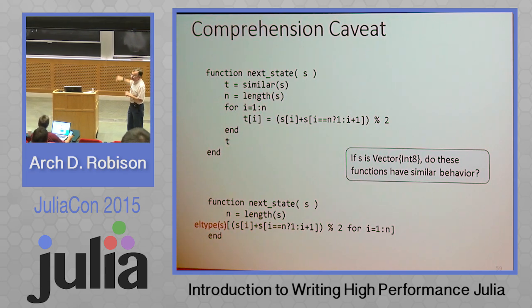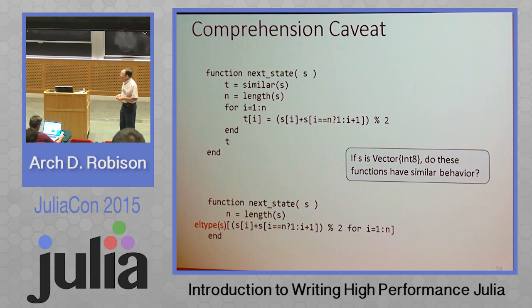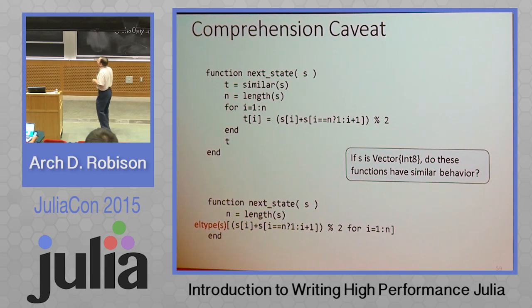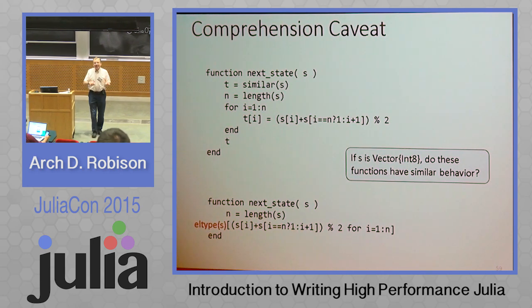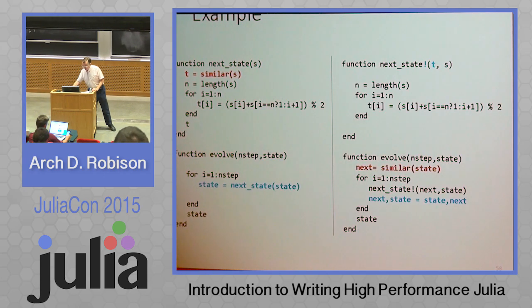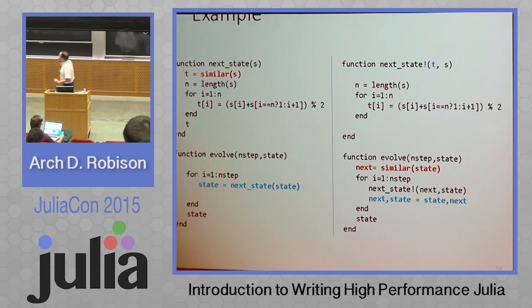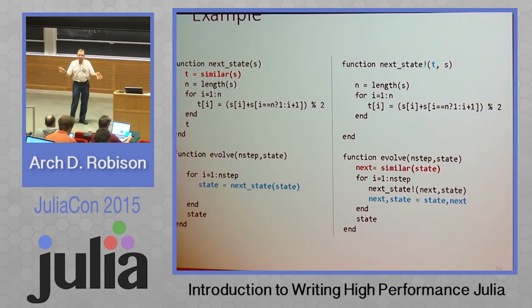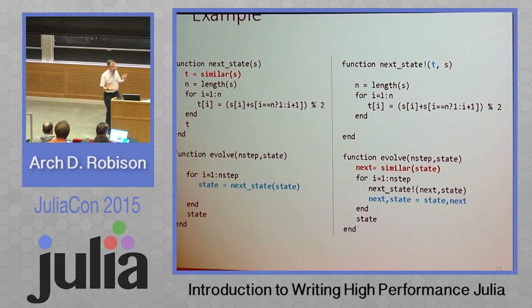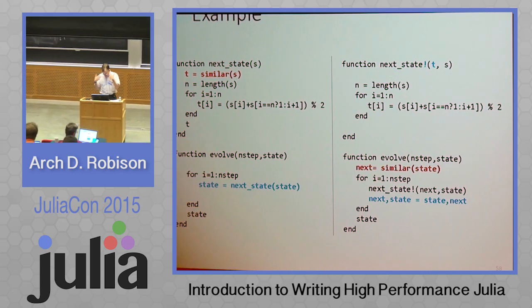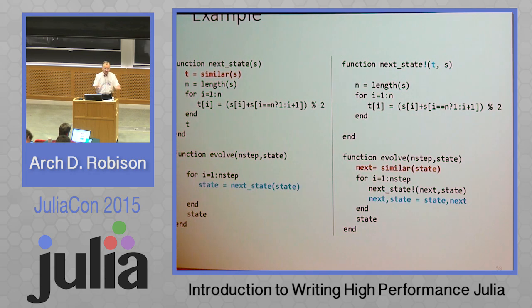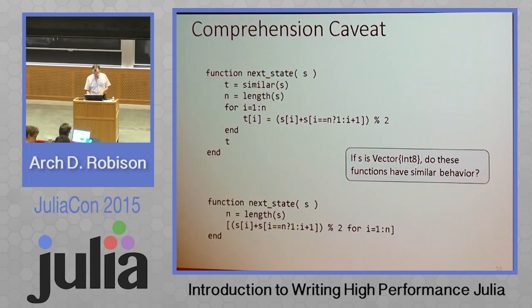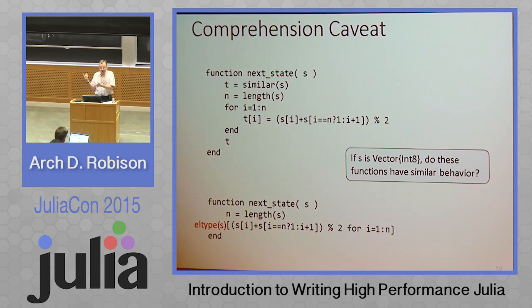Yeah, it's the mod two, the percent two. It gives you just an Int. And the trouble is that kicks in if you use this next state inside the previous function I showed. If you use that lower left one, a type instability shows up. Because you handed an array of Bools, it came back with an array of Int64, or you handed an array of Int8, it came back with an array of Int64s, and you assigned it to the variable. So my takeaway would be to be really careful if you're using comprehension syntax without an explicit type.